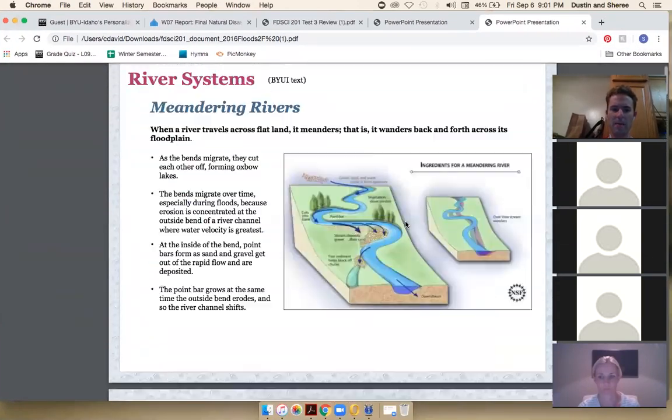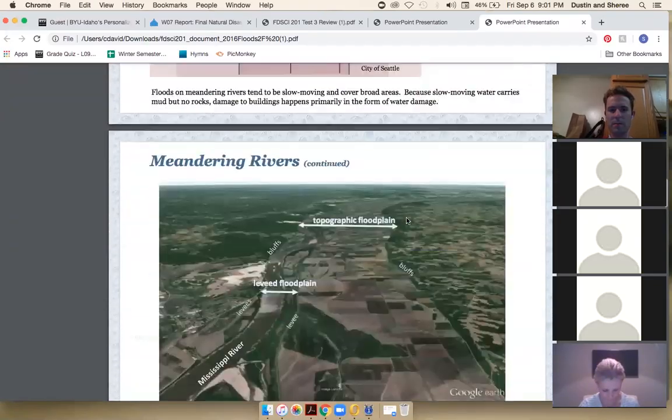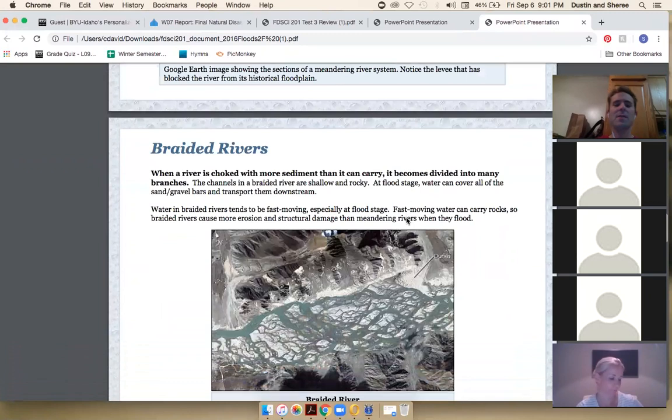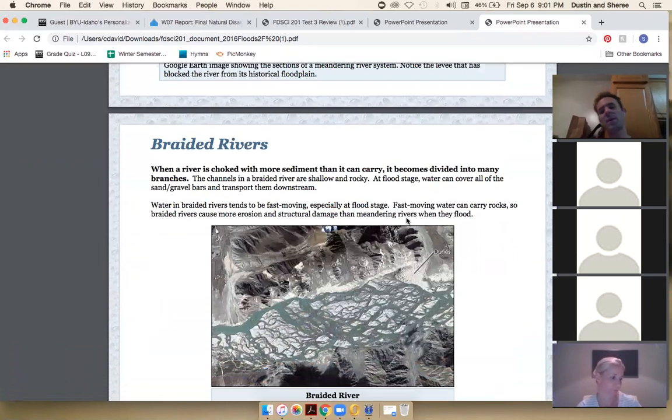Okay, back up to here, braided rivers. We've also got braided rivers. So this is when the river is choked with more sediment than it can carry. So what that means is there is a lot of sediment and silt and sand and stuff in the river. And what it means is it deposits a lot of sand, a lot of sediment. It can't get very deep. They're not super deep.